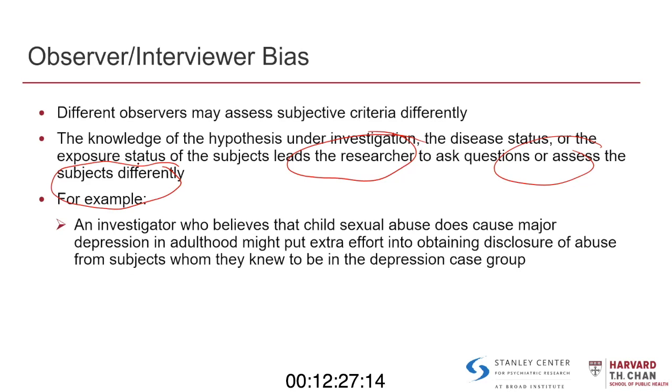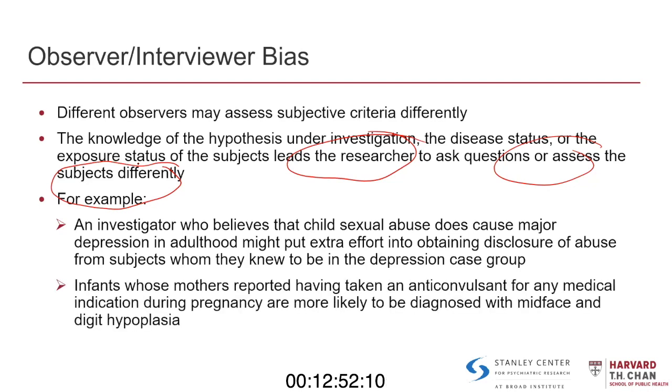So for example, an investigator who believes that a history of childhood sexual abuse causes depression in adulthood might put extra effort into obtaining disclosure of abuse from subjects whom they know to be in the depression case group. So blinding, or not telling the specific hypothesis, would be important.